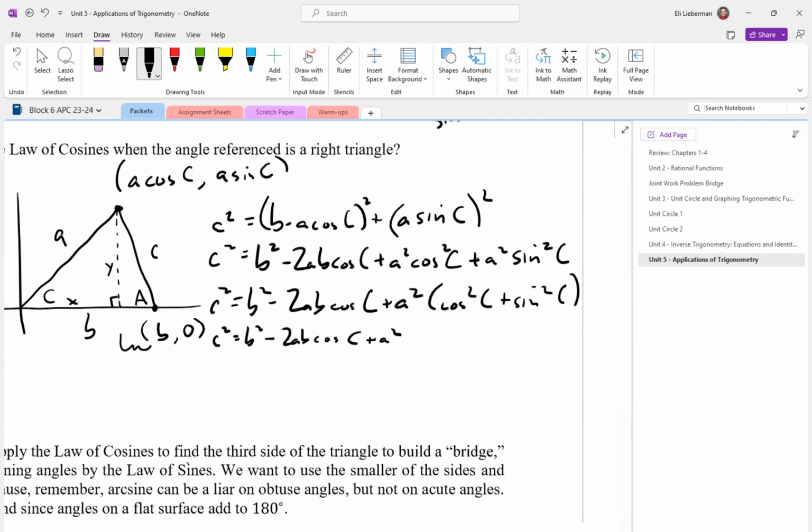I'm going to rewrite this so it's a little bit cleaner. Namely, C squared equals A squared plus B squared minus 2AB cosine of C. Ladies and gentlemen, I present to you 1/3 of the law of cosines.